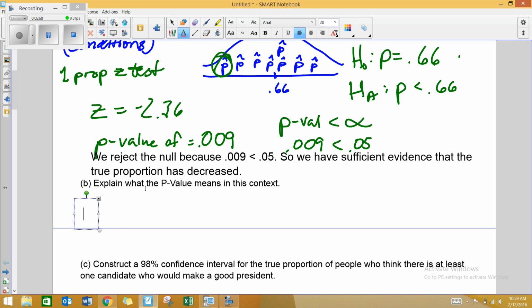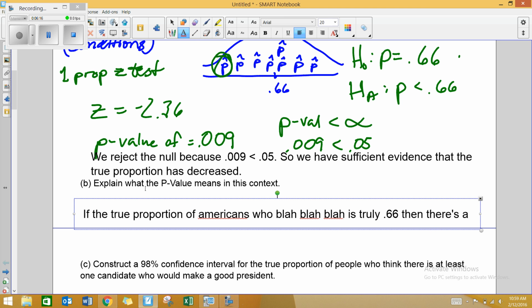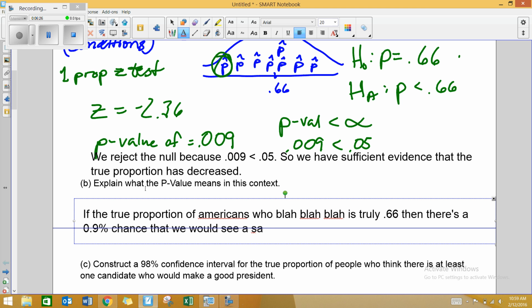So in context, if the null is true, so if the true proportion of Americans who blah, blah, blah, that's a really long context, the Americans that believe there's one good candidate is truly 0.66, then there's a 0.9% chance that we would see a sample proportion of 0.6 or more unusual.